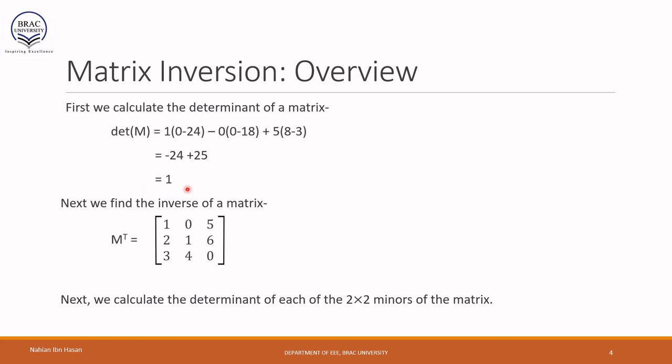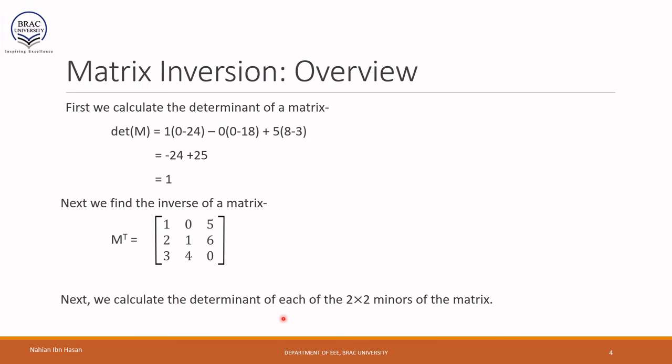So what we are going to do, we first determine the transpose of the original matrix. That means we transpose the matrix, which means we convert the rows to columns and columns to rows. So the resultant transposed matrix is like this.